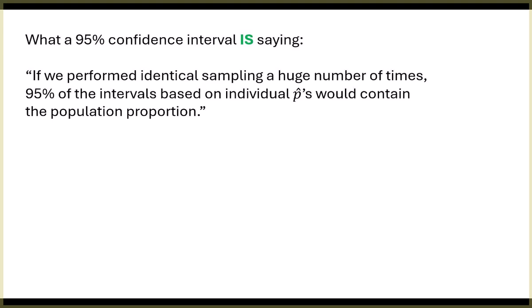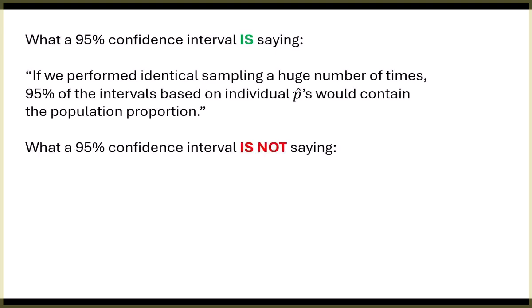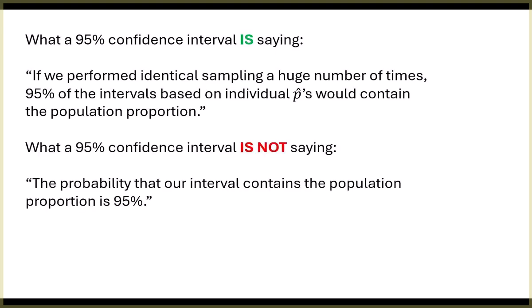Here's what it's not saying. It's not saying the probability. No, once you see probability, you're wrong. It's not saying the probability that our interval contains that parameter is 95%. No, it's not a probability at all. Remember, probability is always about something that's going to happen in the future. This interval is something we've already done.